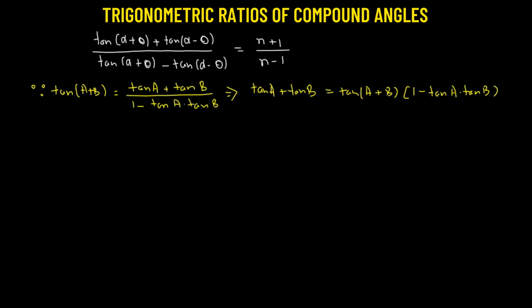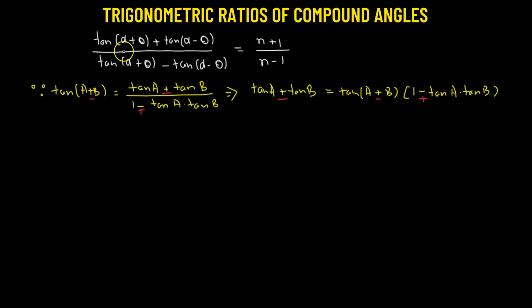Now let's say we started out with tan(A−B). Then we have (tan A − tan B) divided by (1 + tan A tan B). If we rewrite this, we get tan A − tan B equal to tan(A−B) multiplied by (1 + tan A tan B). So let's use this.